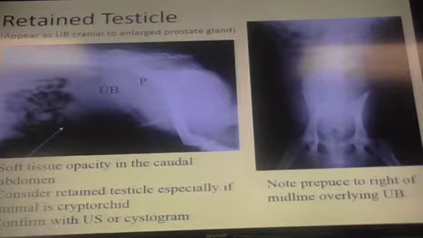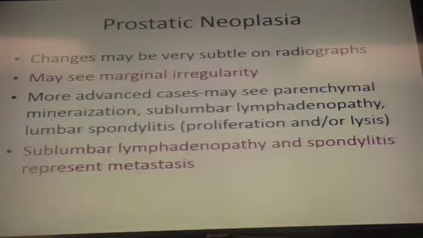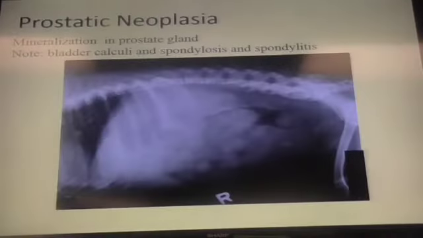Remember, here's the prepuce, bright structure superimposed on the abdomen, and then this is the os. See the bony structure there? So that's the prepuce, not the bladder, because the bladder is going to be soft tissue and it's not going to be opaque, because it's a superimposed opacity on the rest of the soft tissue. Okay, prostatic neoplasia, we've already talked about that.